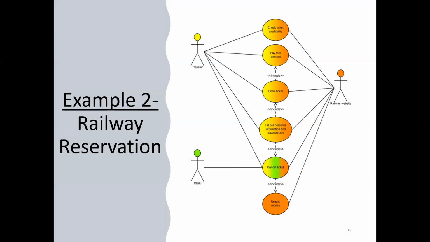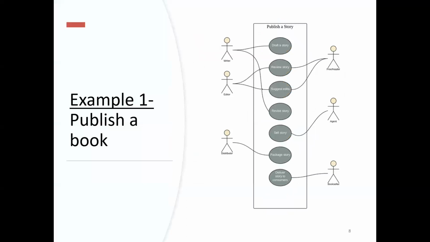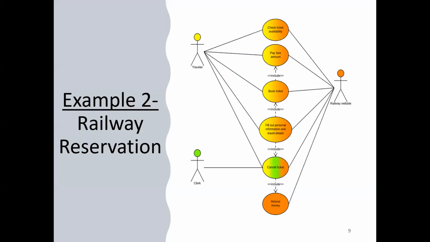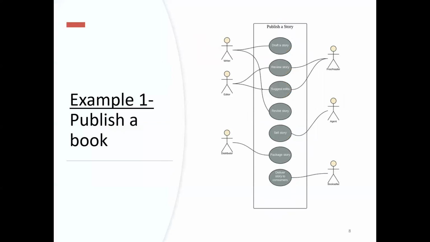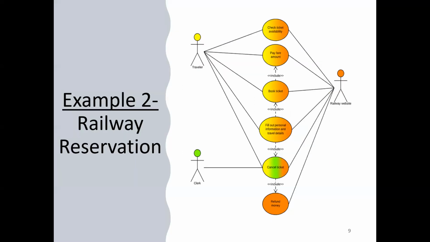Now do note that the system boundary is mandatory in all use case diagrams. Also mandatory with the use case diagram is the title inside the system boundary. If we have a look at the previous slide, the title there was publish a story. So the boundary and the title are missing from this example.